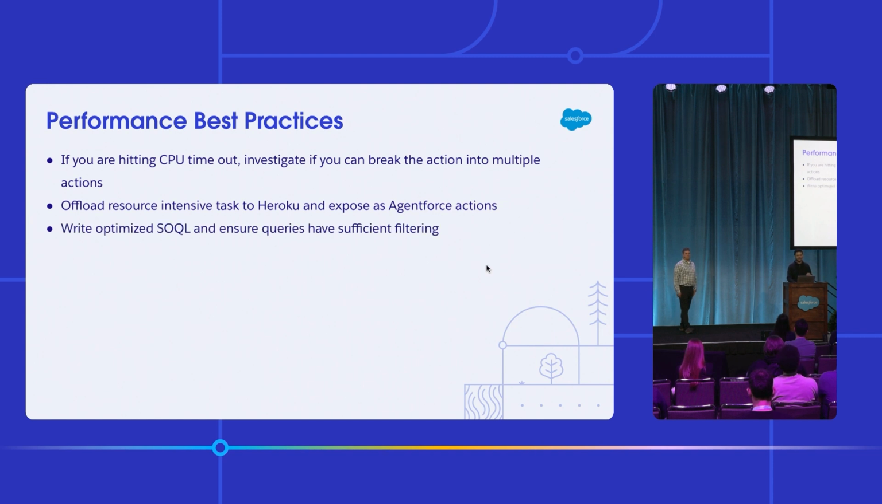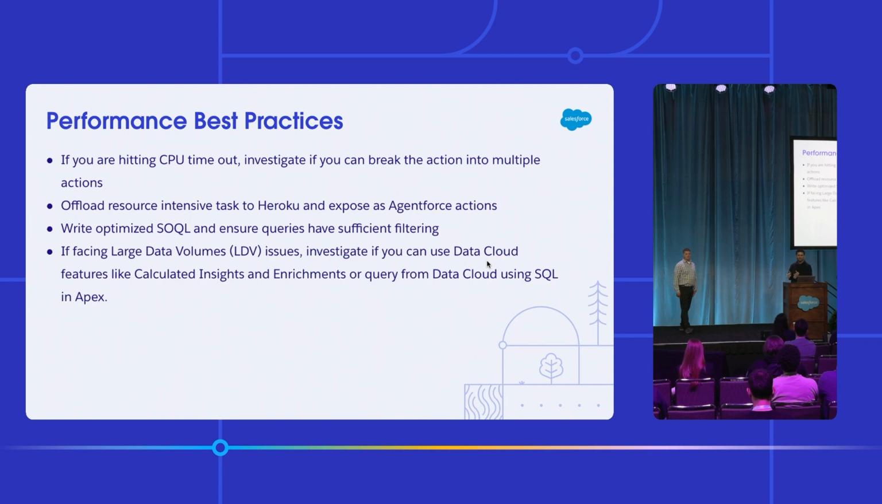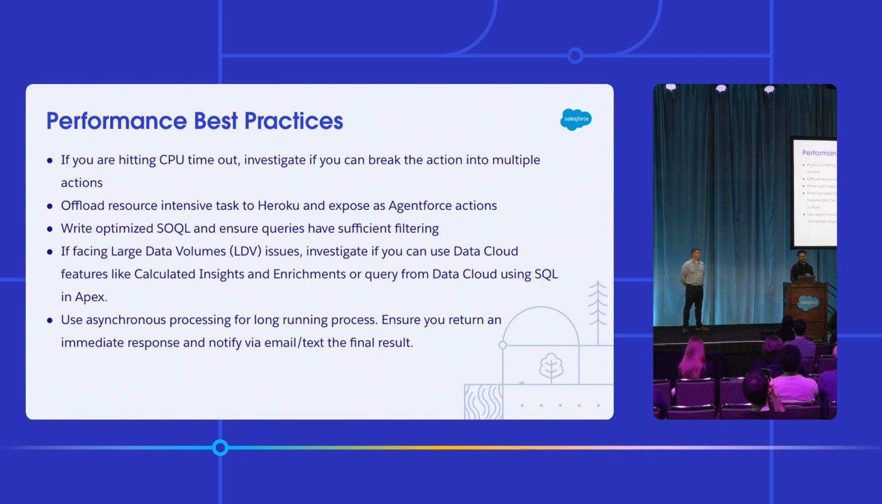And then write optimized SOQL and ensure queries have sufficient filtering. And if you're facing LDV, remember, you now have Data Cloud. So you can use Data Cloud, and you can use features like calculated insights or enrichment to bring that data. And you can use Apex also to query that data there. It's going to be much faster and much more performant compared to using SOQL. And then finally, use asynchronous processing for long processes. But ensure you return the response as soon as possible. Then once the job gets completed, you can notify via email or the final result.